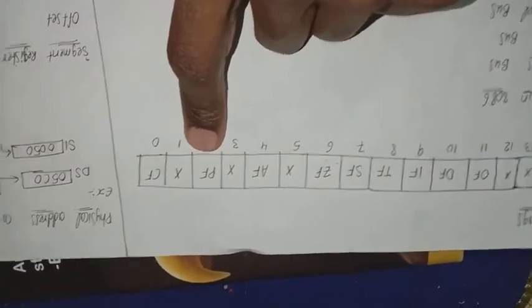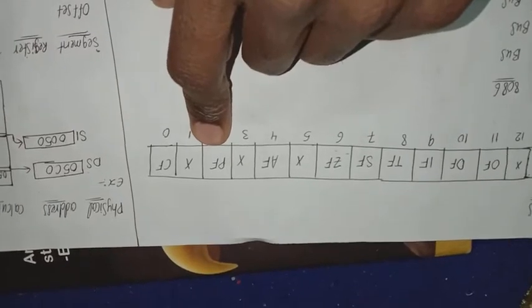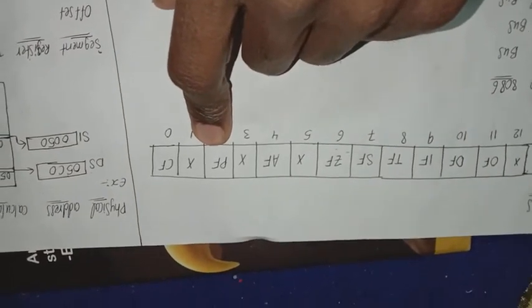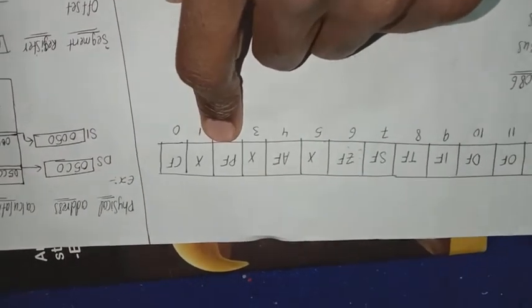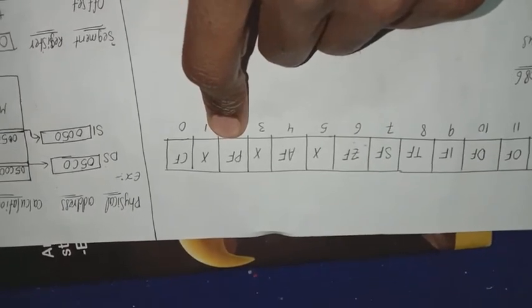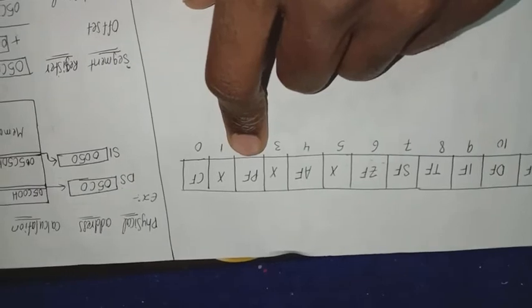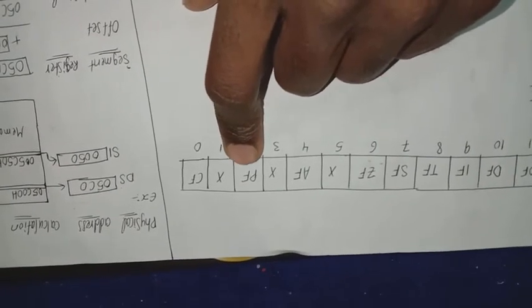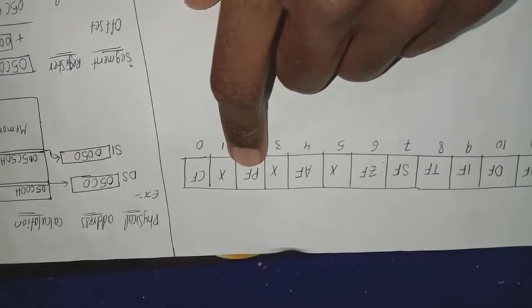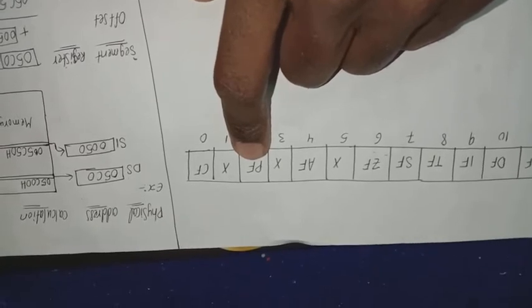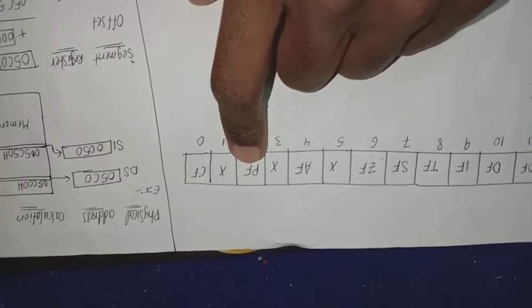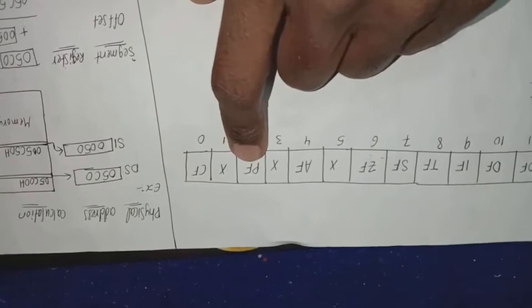And PF is the parity flag. The parity flag gives information about the number of ones in the output of the ALU. If the number of ones is even, then this parity flag is set to high. And if the number of ones is odd, then this parity flag is set to 0, that is, reset.